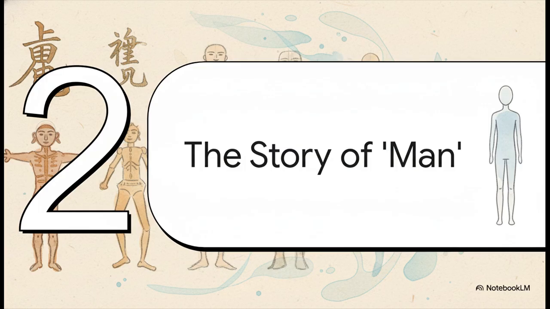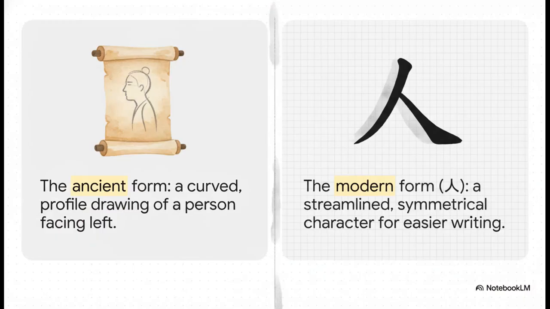You see, that simple, symmetrical stick figure that we use for man today is actually a super streamlined, modern version of a much older and way more detailed picture. Now, check this out. The contrast here is what's so wild. On the left is the ancient form. It looks totally different, right? It's asymmetrical, it's curved. That's because it's not supposed to be a person facing you. It's a person seen from the side.